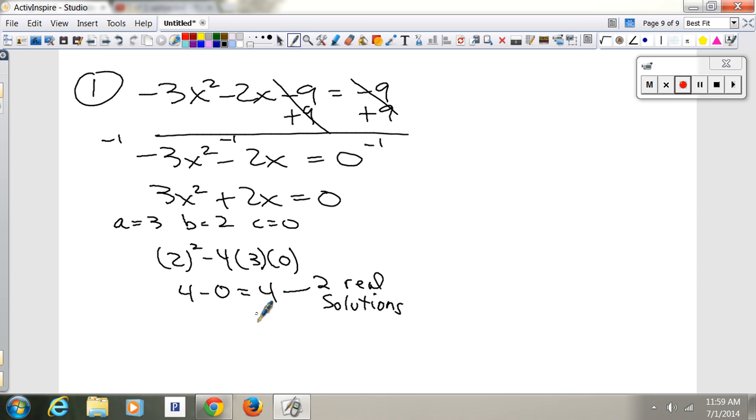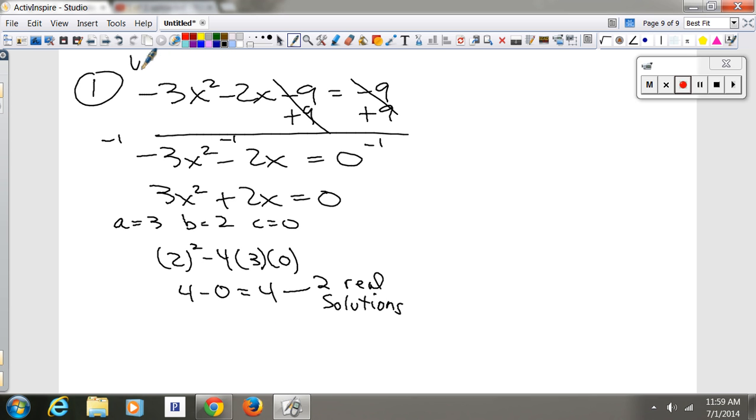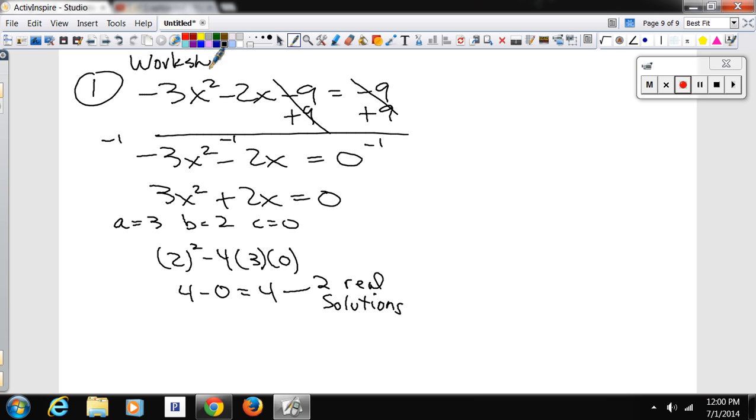So on the first 20, let's just do the odds on those. Okay, so you can just circle the odd problems on that worksheet and just do the odds. I won't make you do all the evens. So you're just doing 1 through 19 odd on that part. So worksheet 1 through 19 odd.